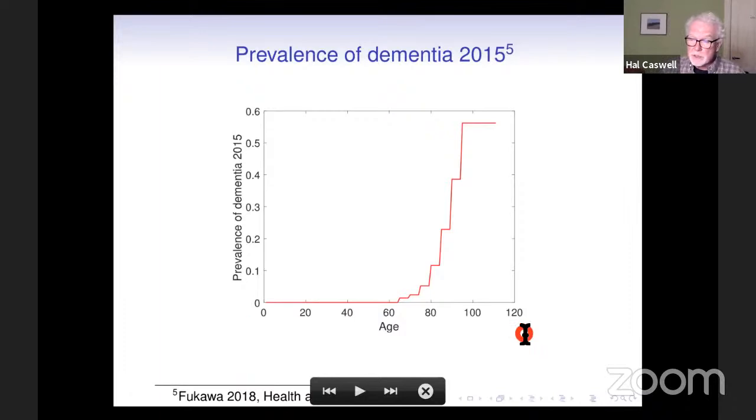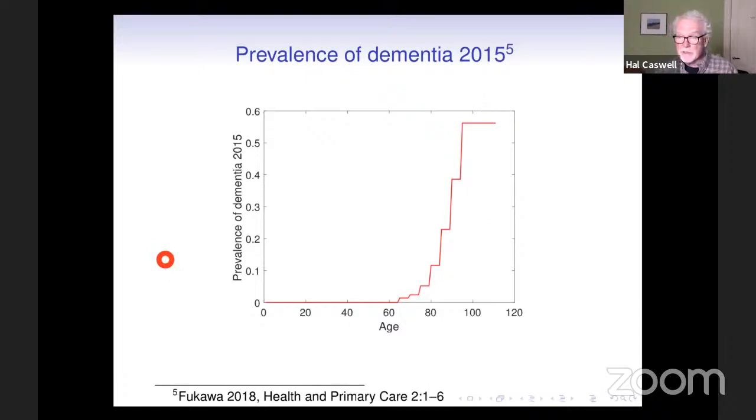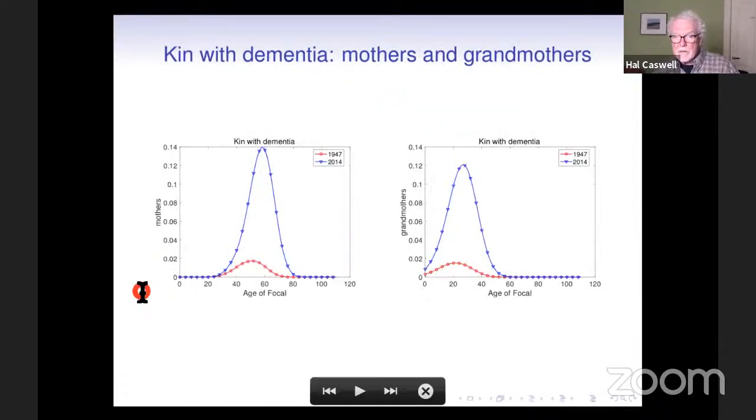This is the prevalence of dementia among Japanese women as a function of age in 2015. And it looks just like you would expect. It goes up as they become very old. I don't have any prevalence data for dementia in 1947, so I just used this one. Here's, as a function of the age of focal, this is mothers with dementia under 1947 conditions. Red line under 2014 conditions, the blue line. This is for grandmothers, same thing. So when focal is 50 years old, she's many times more likely to have a mother with dementia under 2014 conditions than she is under 1947 conditions, because her mother lives long enough to develop dementia.